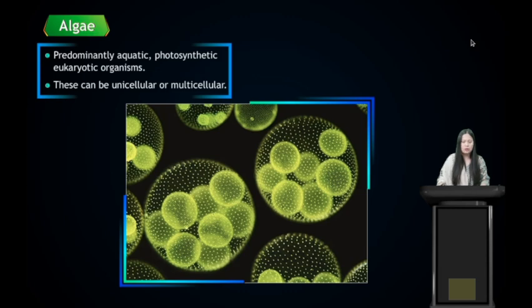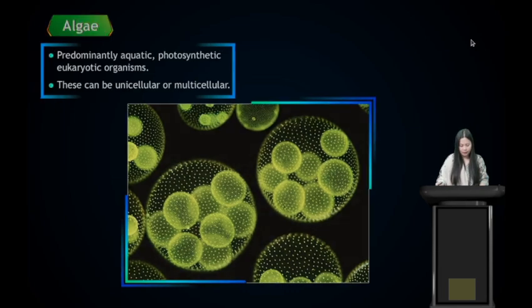The algae can be unicellular or multicellular. Some examples of algae may include green algae and brown algae. Okay, so these are some of the examples of algae.